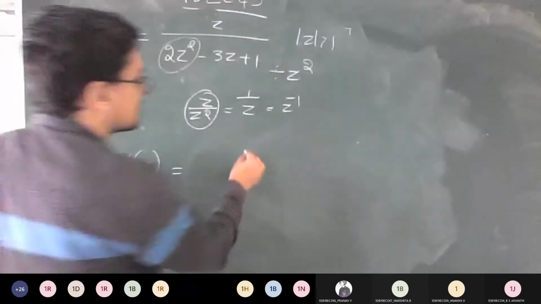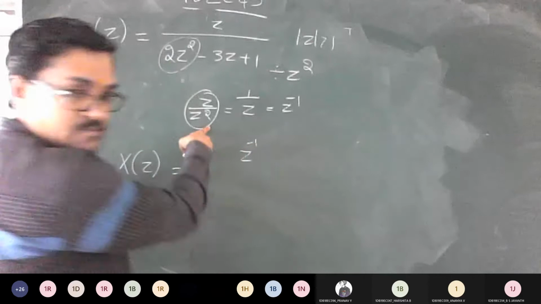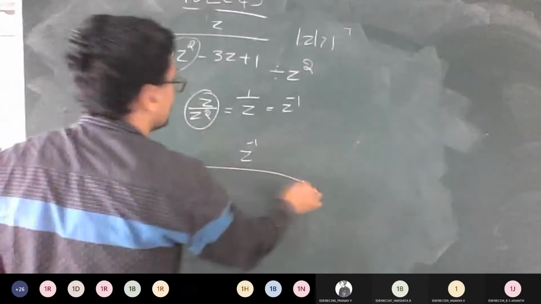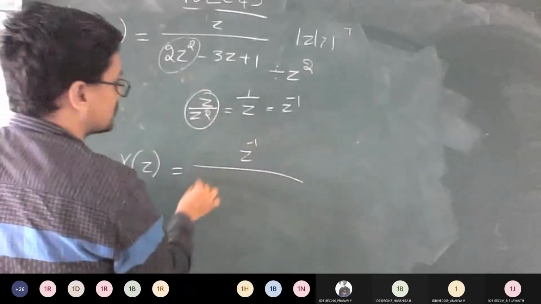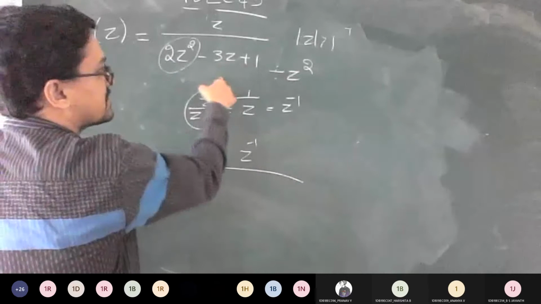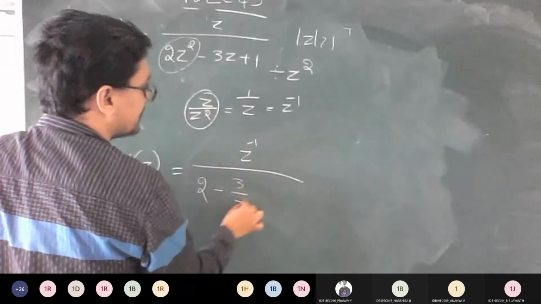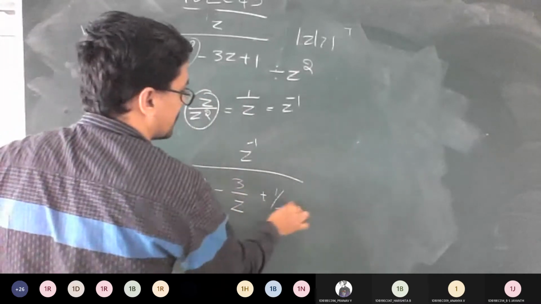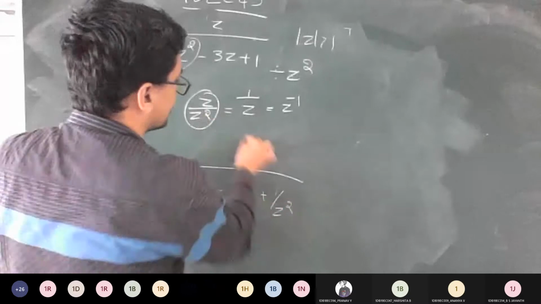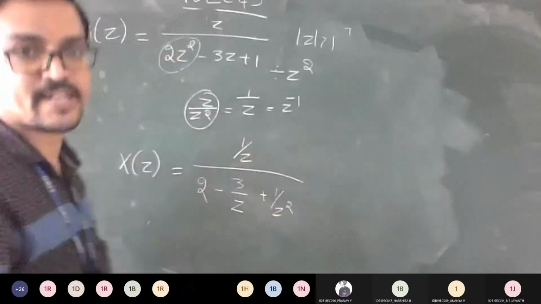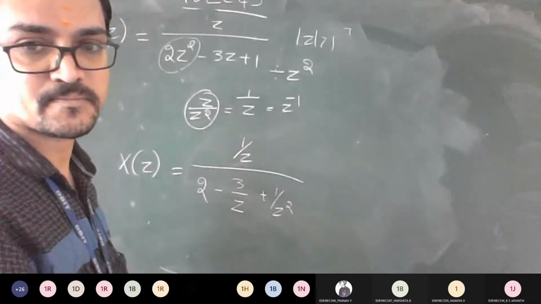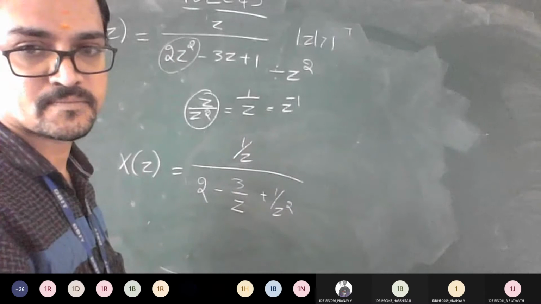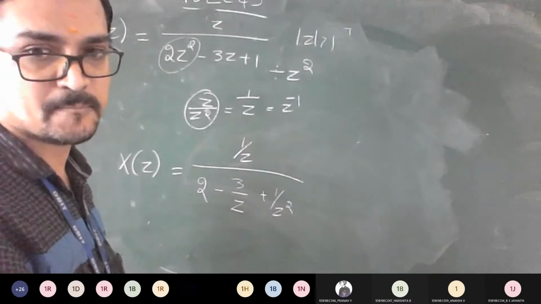So the numerator I can write as z inverse because of this. I am dividing by z inverse, so here z inverse will get cancelled. It is 2 minus 3 by z square, which means it is like 3 divided by z plus 1 by z square. Is it how it looks? Okay, let me write generally only. This is how it looks, guys. Is it okay till here?